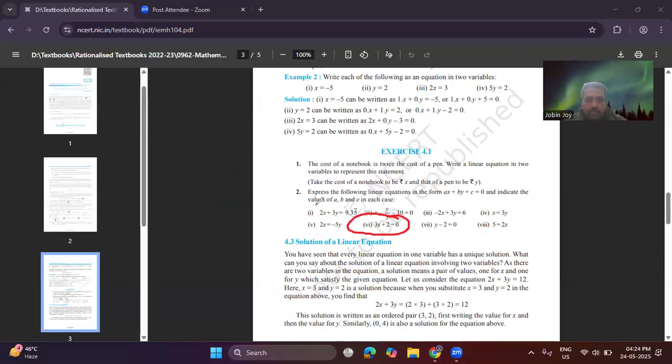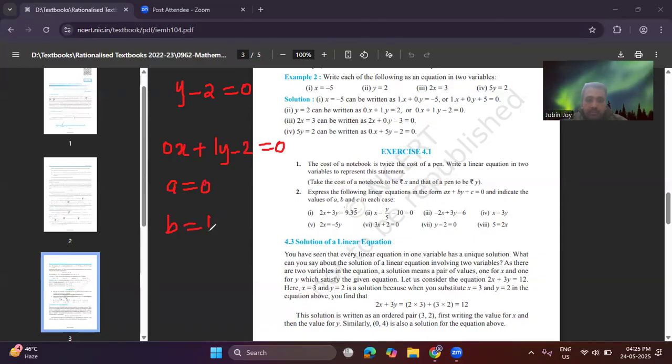Then the sixth equation, 3x plus 2 is equal to 0. There is no y term, so 0y plus 2 is equal to 0. So a equal to 3, b is equal to 0, and c is equal to 2. Then y minus 2 equal to 0. There is no x term, so I can write 0x plus y means 1y minus 2 equal to 0. So a equal to 0, b is equal to 1, and c is equal to minus 2.